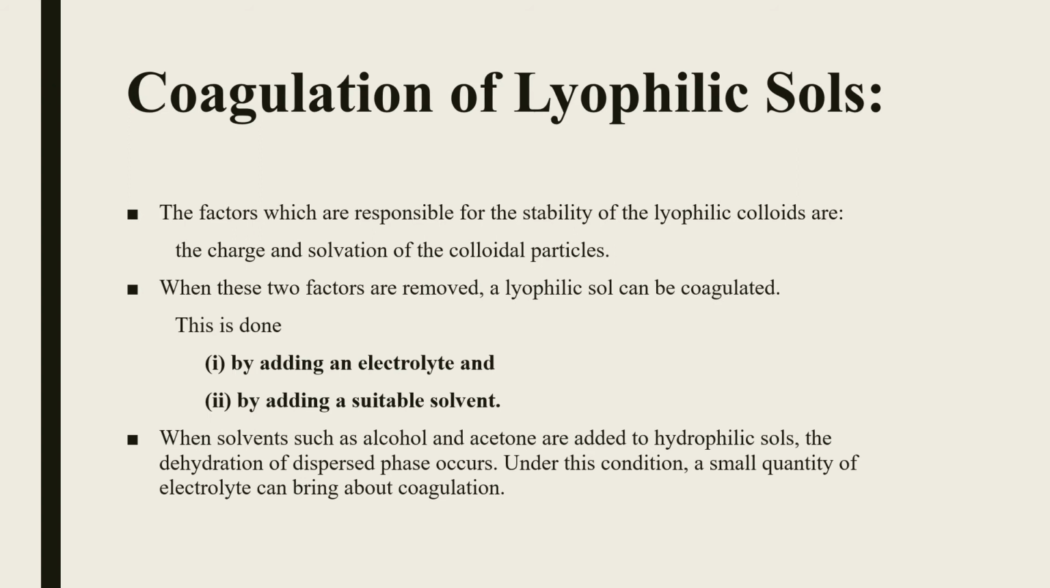And alcohol and acetone have a greater tendency to form bonds with water. They can form hydrogen bonds with water, which is a stronger bond. And as they form bonds with water, the dispersion medium will get bonded with the solvent. Now the sol will become unstable, so it will get settled down and coagulate. Under this condition, a small quantity of electrolyte can bring about the coagulation. So this is about the coagulation of lyophilic sols.